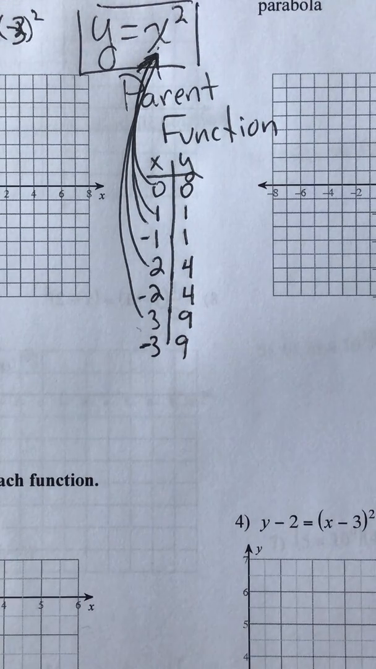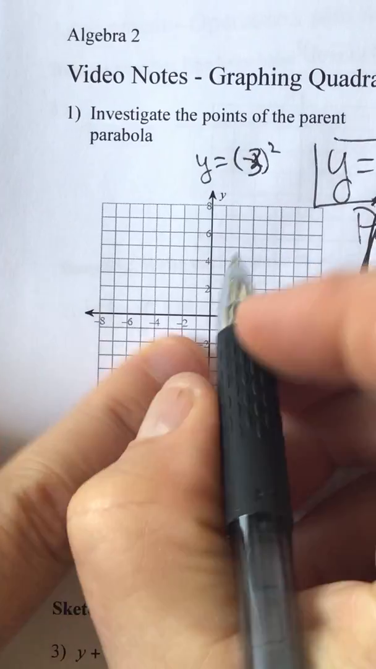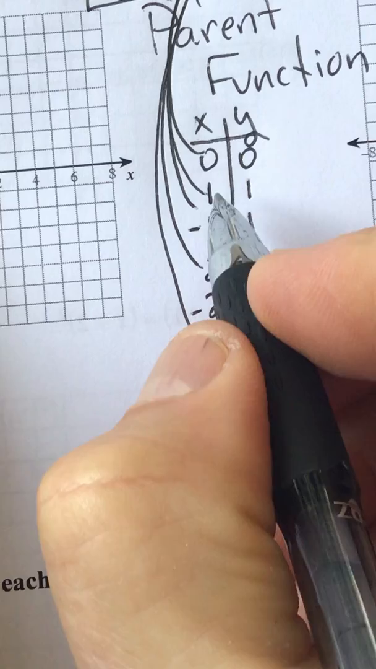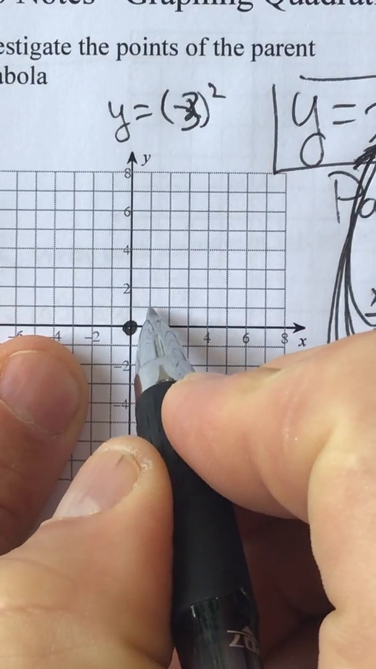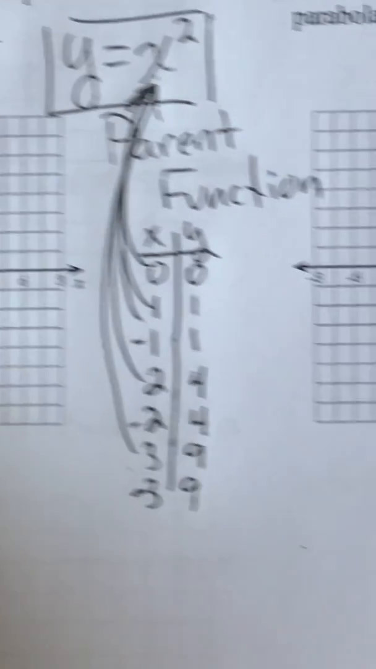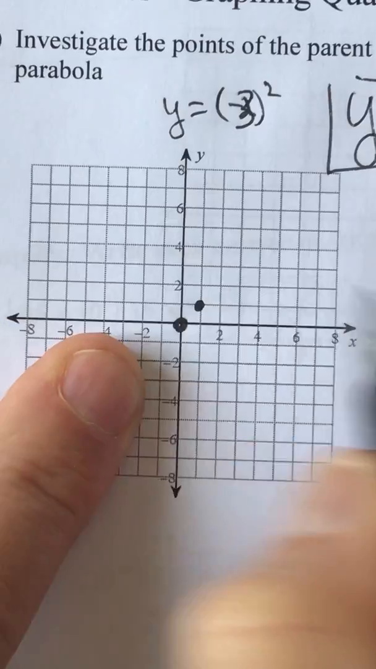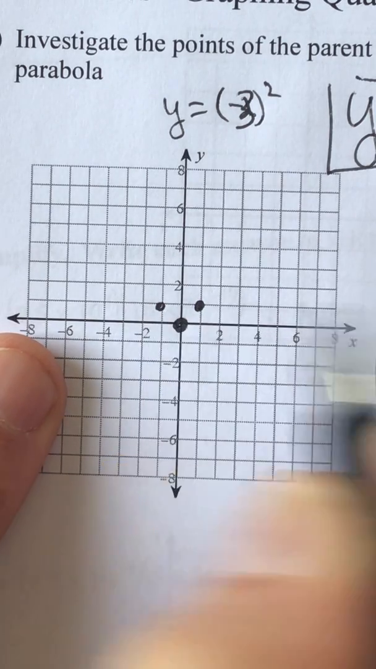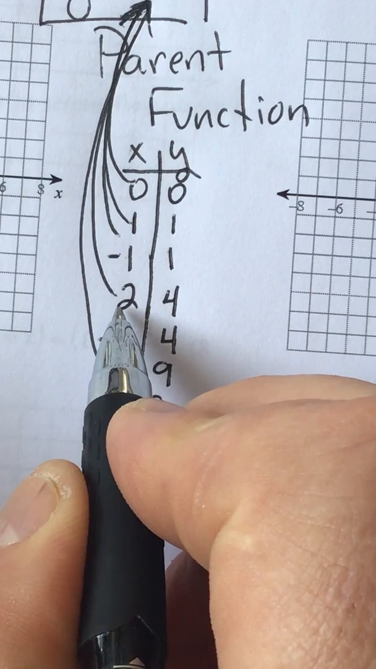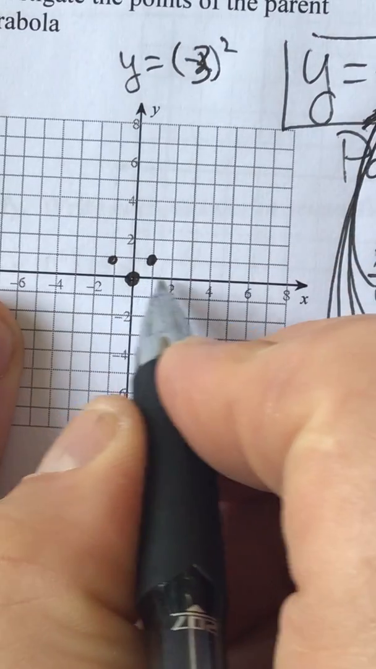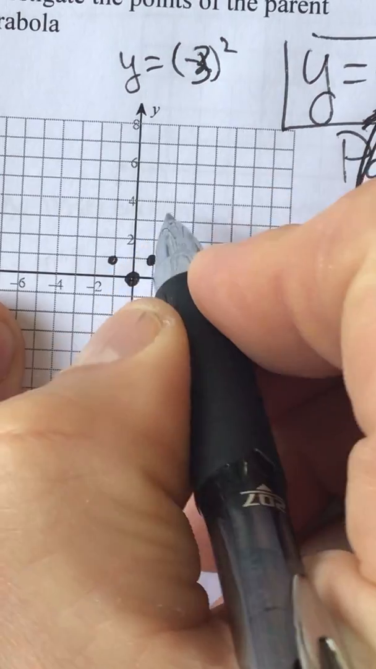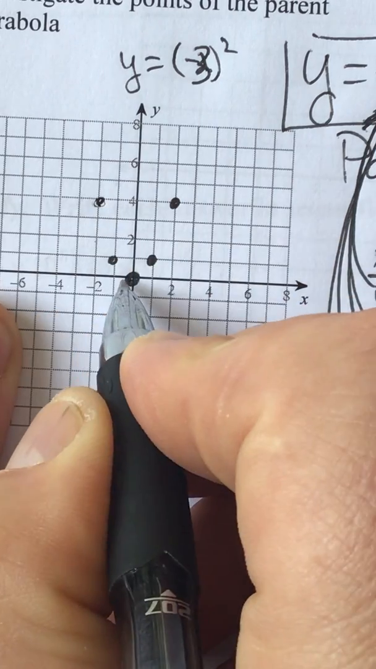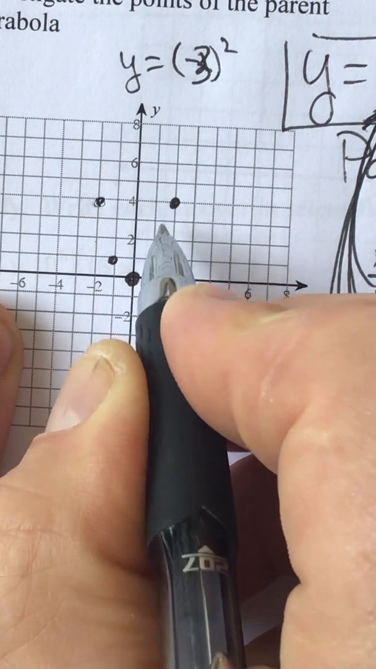Okay, so we have to know these points. If we plot them, 0, 0 is right there. Then the next one was 1, 1, so over 1, up 1. And then the next one was left 1, up 1. So I went 0, 0, right 1, up 1, left 1, up 1. And then we start with a 2. 2 squared became 4, so over 2, up 4. And then we went left 2, up 4.